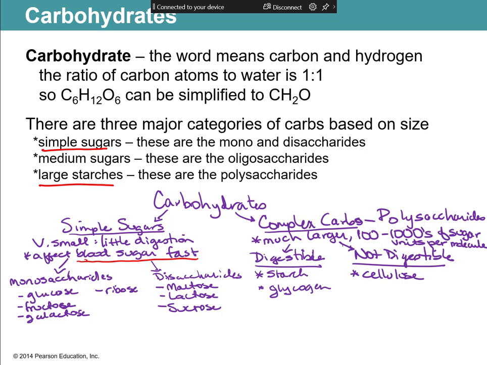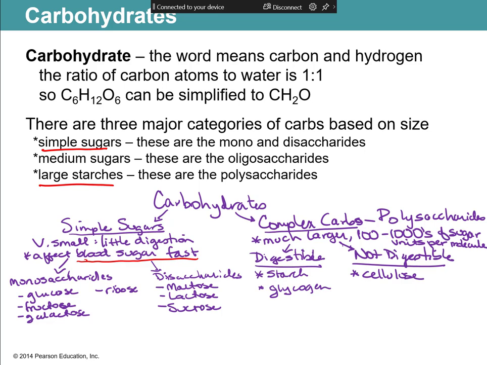We have enzymes that help to break this down, but because it's a huge molecule, this takes hours to digest. So it doesn't have the rapid blood sugar effect that the simple sugars have. Because in order to take something that's 500 pieces and chop them all into single pieces, that's going to take time.